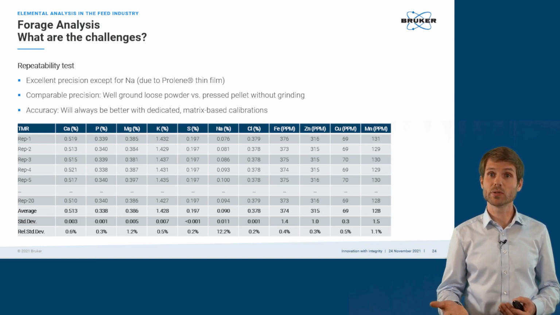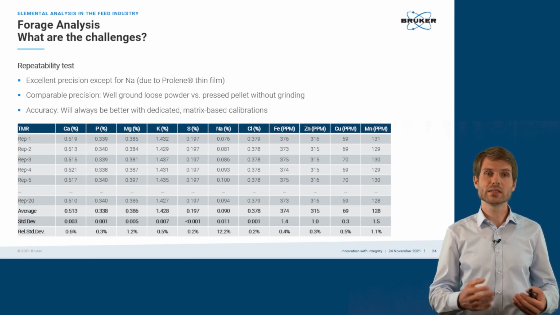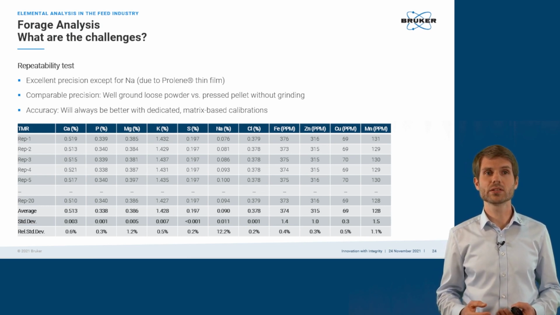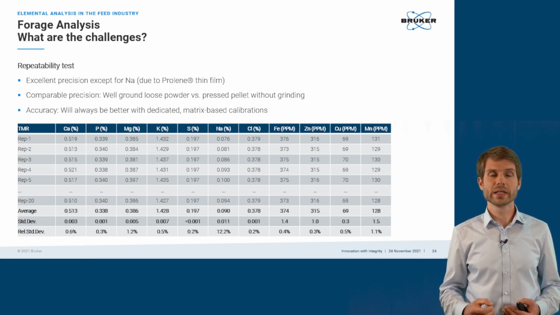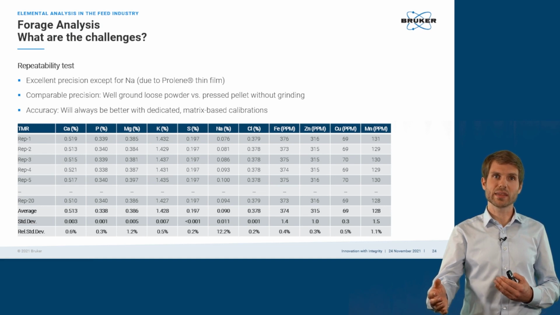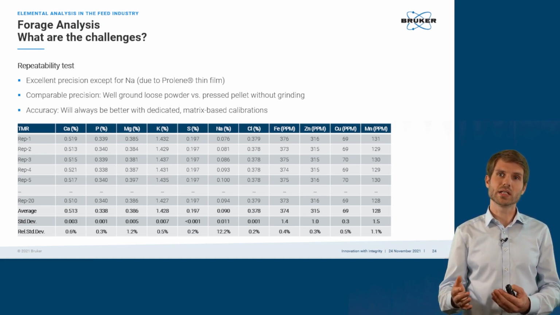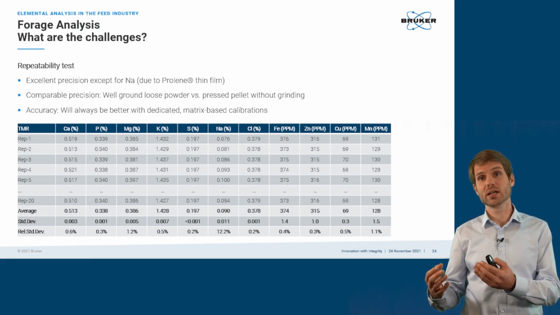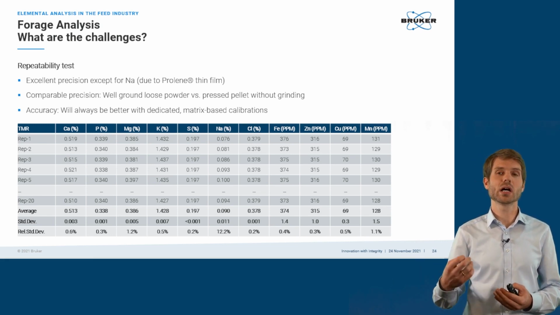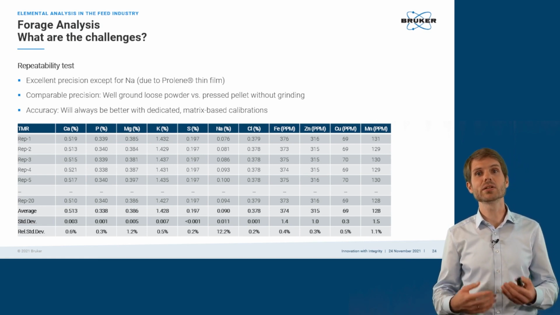We use a liquid cup with the foil. I mentioned this at the beginning, that there you're of course losing some intensity. It doesn't yet play so much of a role for magnesium, but it plays a significant role for sodium. So in essence, we can say that except for sodium, when we compare a well-ground loose powder forage in this case to a pressed pellet without grinding, but decently ground pressed pellet application, we get a similar kind of precision.